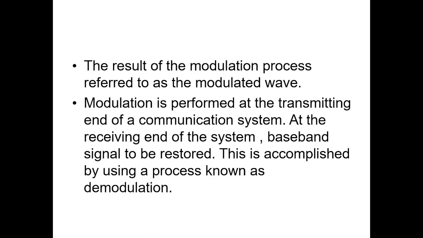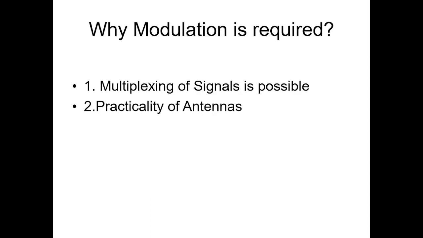Modulation is performed at the transmitting end of a communication system. At the receiving end of the system, the baseband signal is to be restored. This is accomplished by using a process known as demodulation. What is actually demodulation? It is electronic circuitry which will restore the information signal from the modulated signal.